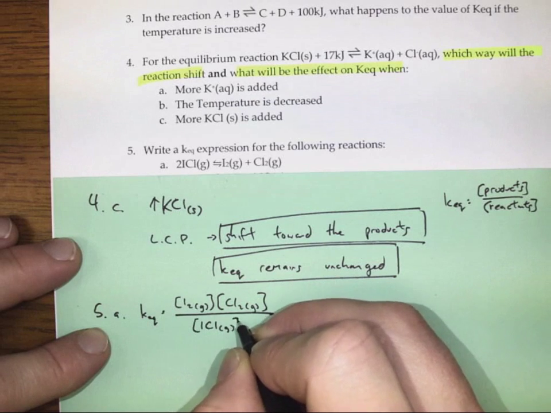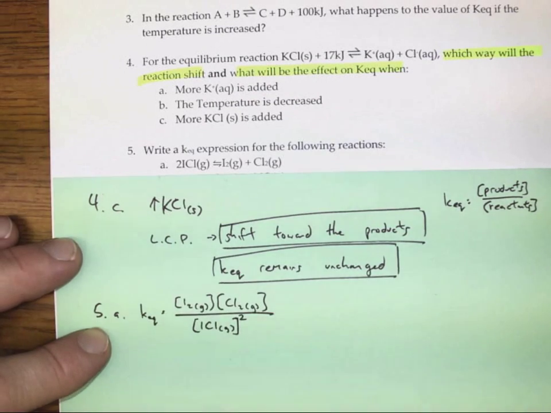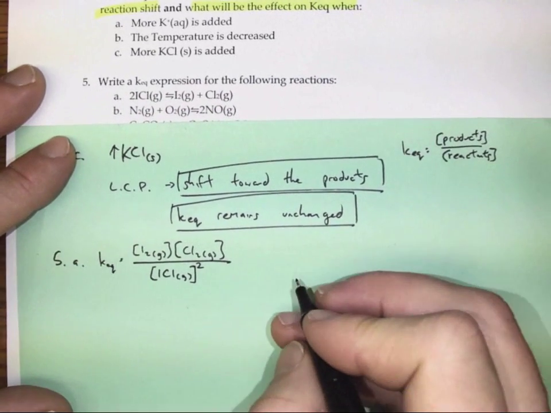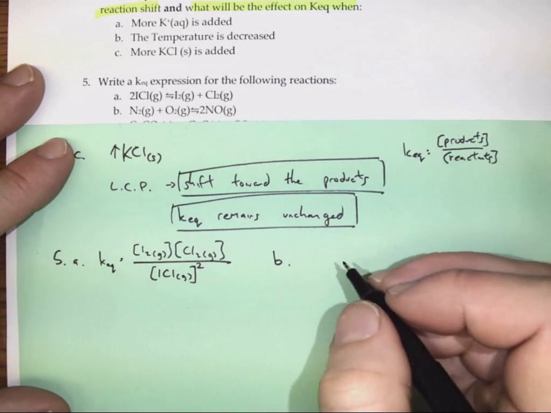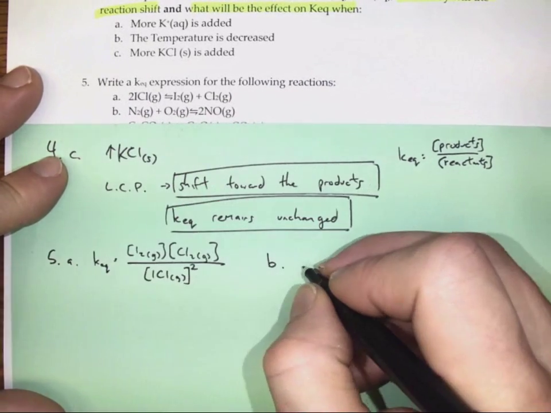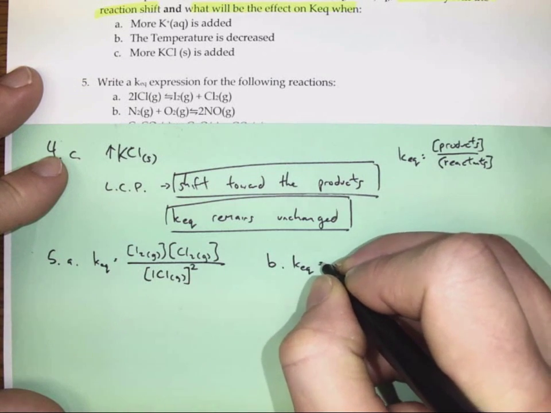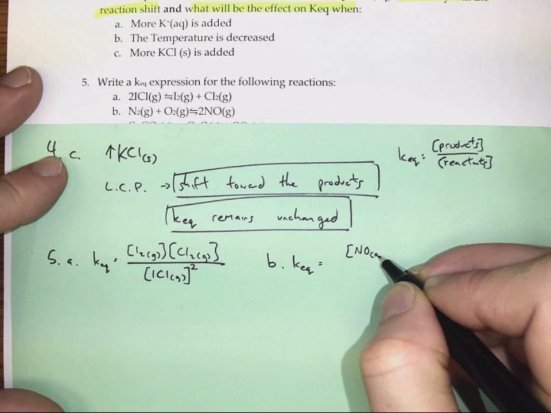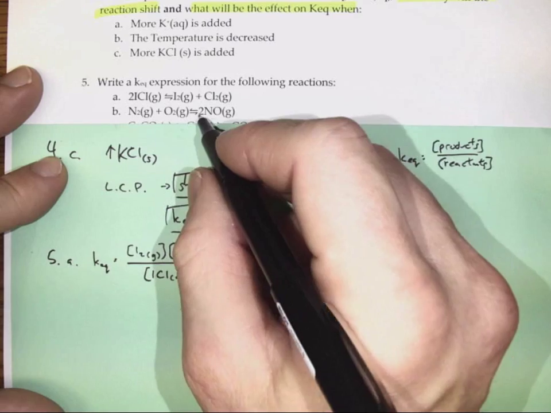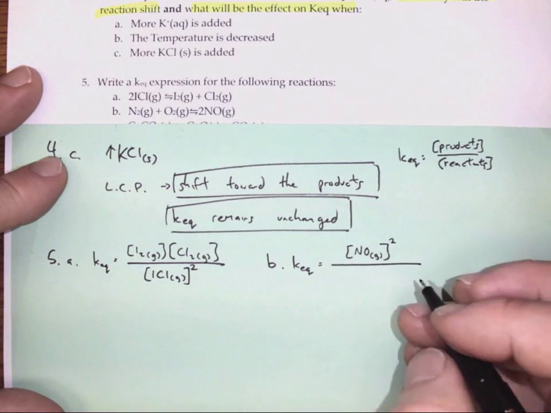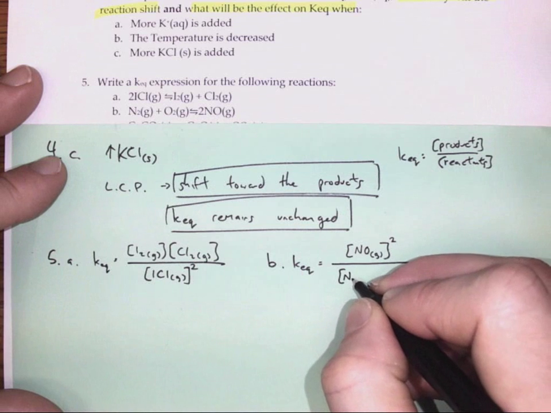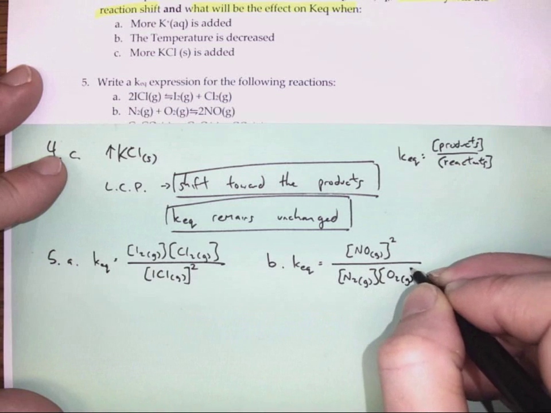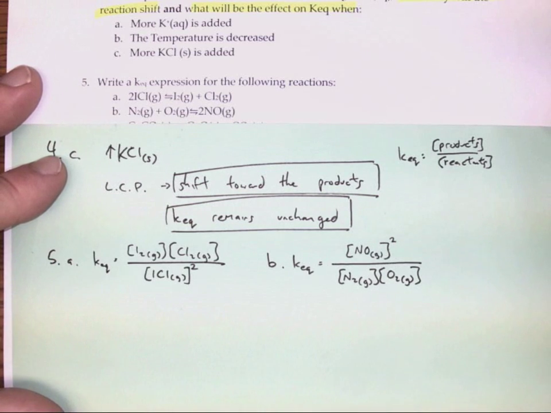And you might remember that if we have a coefficient of 2, that becomes a power of 2 in our equilibrium constant expression. All right, let's move on to question 5B. Again, all gases, so it means we're going to be including all terms. So our equilibrium constant is going to give a concentration of our nitrogen monoxide. And again, this coefficient of 2 is going to become an exponent. And then we have these two nitrogen gas components and oxygen gas, and they're multiplied together as reactants.